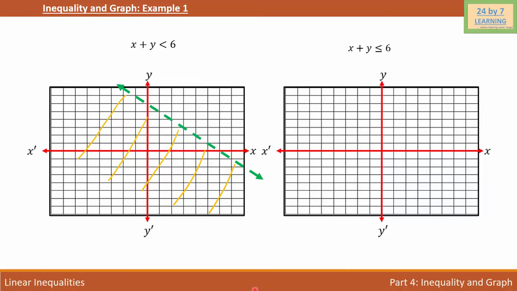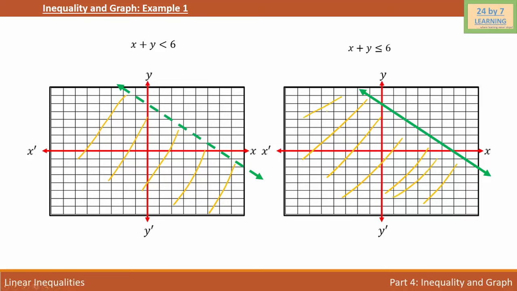Now let's graph our second inequality, which is x plus y is less than or equal to 6, and if we graph, we will get exactly the same line, but in this case we are considering all the values at this line and the values below this line, so basically this area of the plane.